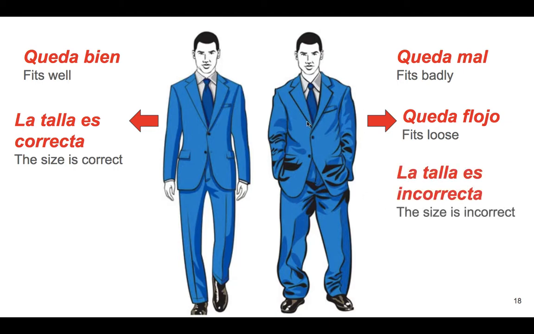Okay, la talla es incorrecta. El traje del chico queda mal, queda flojo y es la talla incorrecta. Pero el traje de este chico, la talla es correcta, entonces queda bien el traje. Muy bien. All right. Entonces queda apretado, entonces al chico le quedan apretados los zapatos, quedan apretados los zapatos. Okay.